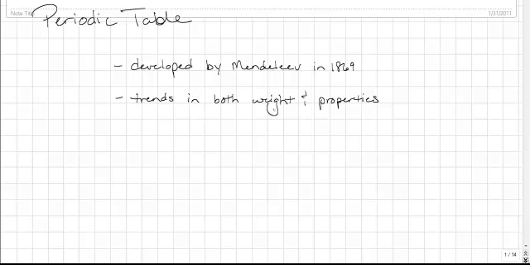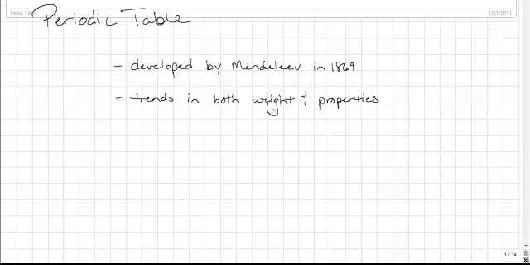If there was something that just didn't make sense in terms of the properties, he would leave a space blank and say, you know what, this is probably just an element that we haven't discovered yet, and I can make some predictions about what that element is going to look like, where we're going to find it, how heavy it's going to be, what its density is going to be. And it was that ability of Mendeleev to skip over elements and make a prediction as to what that element would be like, that made his periodic table very, very useful.